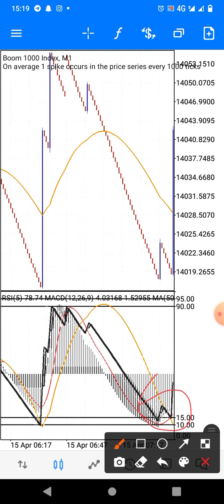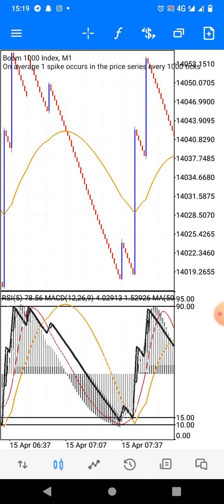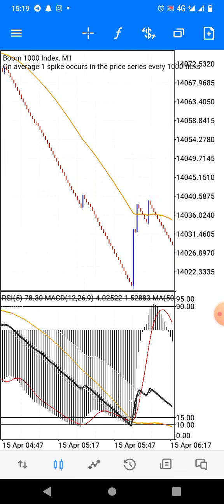So you see this, guys. What happened? The market pushed to the upside. You see that spike, guys?